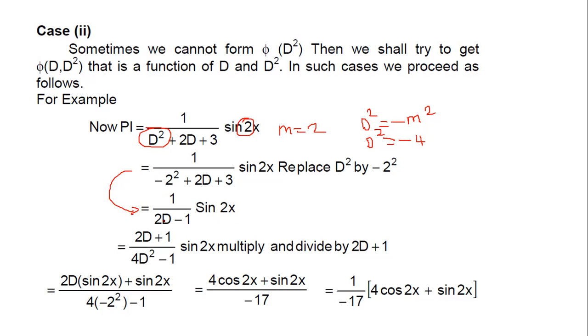But now you can see that only d is there, d square is not there. At that time, multiply and divide with 2d plus 1 in the numerator and denominator, then the value will not be changed. So we can make the denominator in terms of d square. So this is one method.